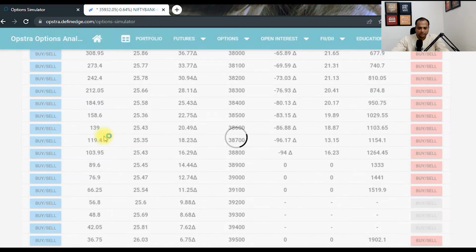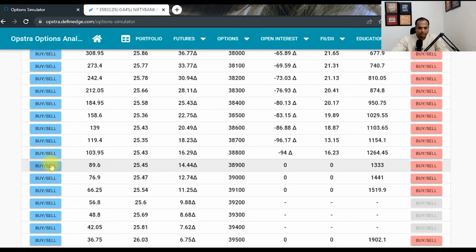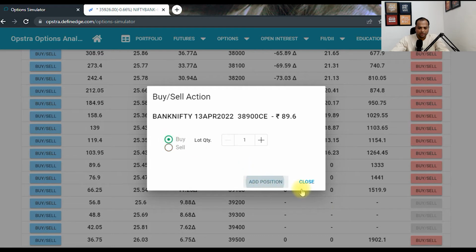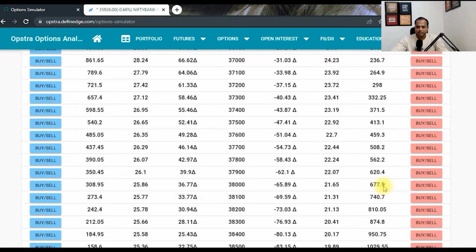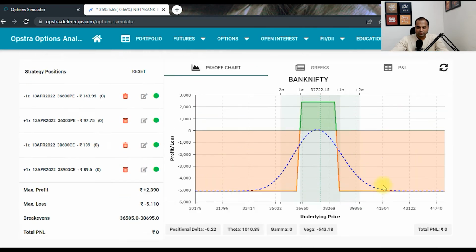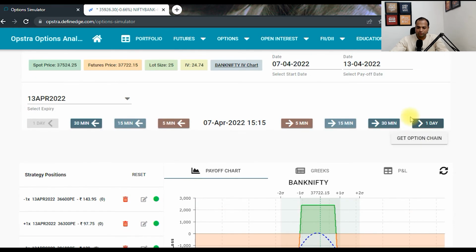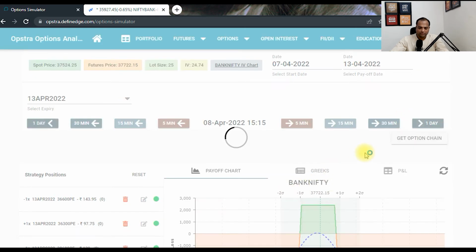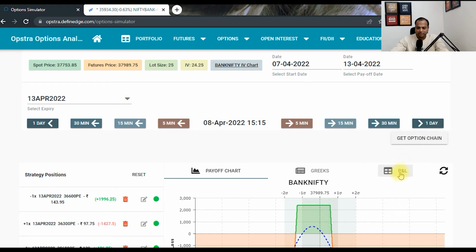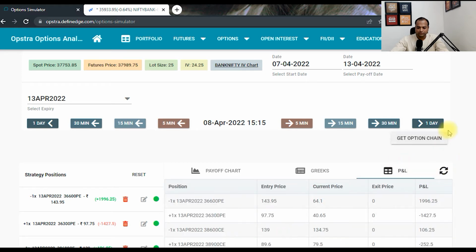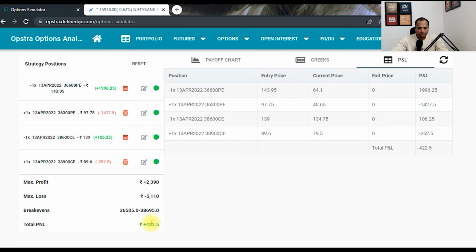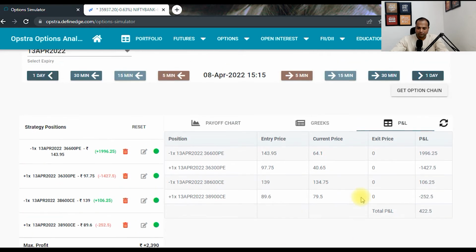$20 delta sell, 15 delta buy. Trading has to be boring, you see. This is the iron condor, and let's go forward one day. Now it is 8th April. Let's see what our profit and loss is. We are having a profit of 422.5 rupees in one day.